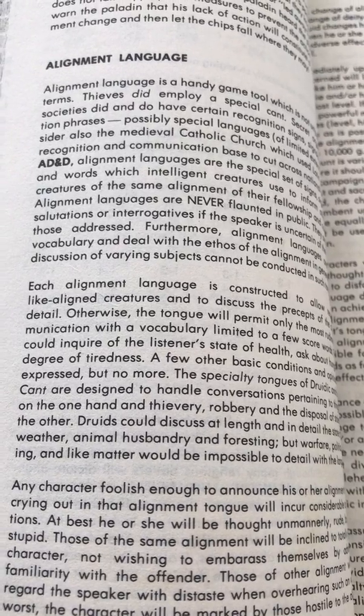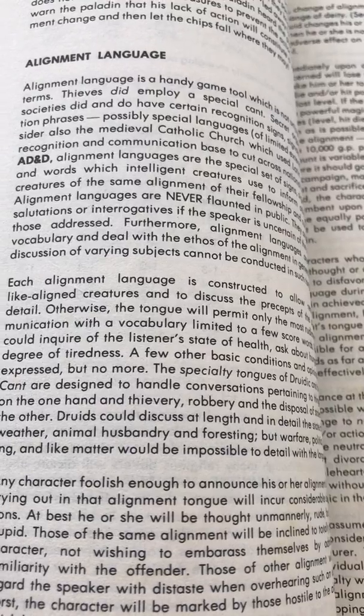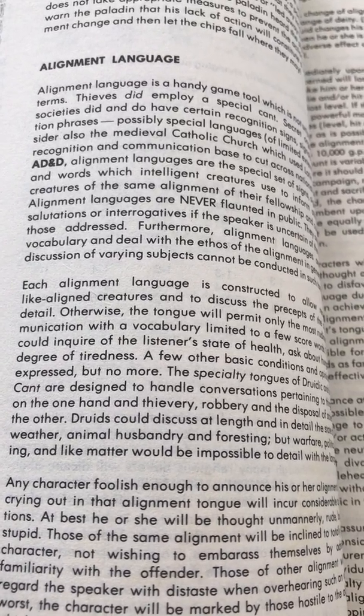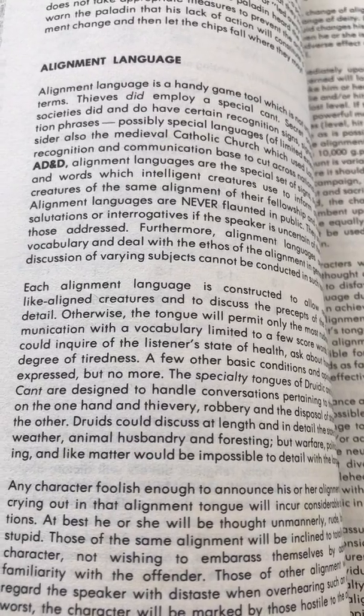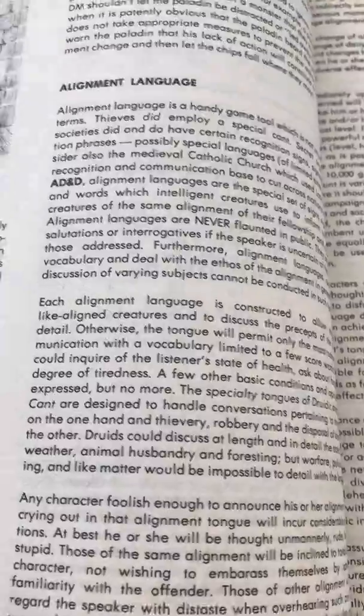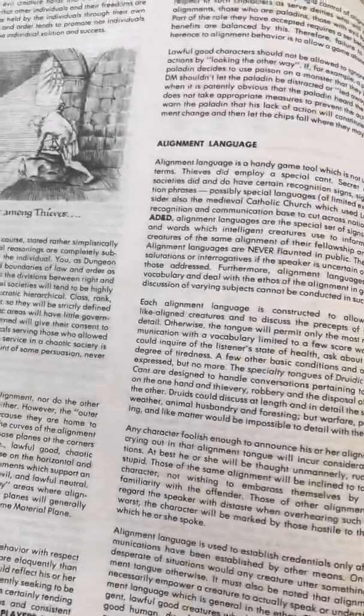So, if you're a paladin, you're lawful good, so you would know both the lawful language and the good language. If you're a neutral good ranger, you would know the neutral language and the good language, and you'd be able to read and write the good language. Anyway, that was the little house rule that I used, but I don't use alignment languages anymore.